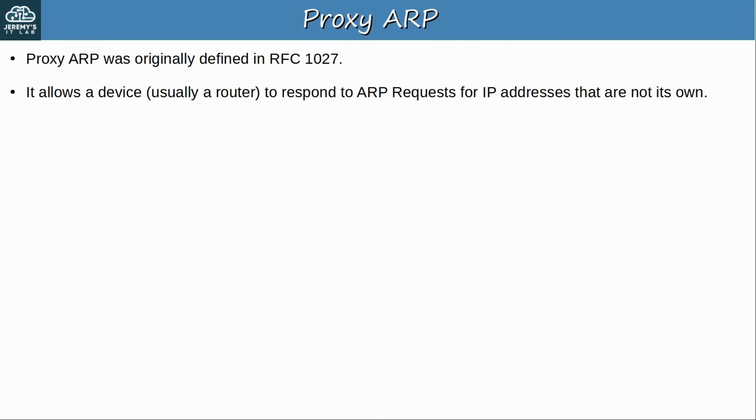Proxy ARP allows a device, usually a router, to respond to ARP requests for IP addresses that are not its own.